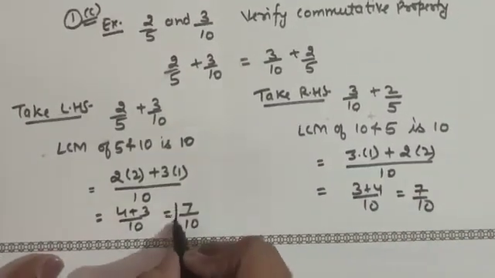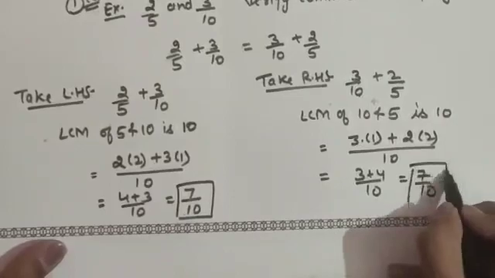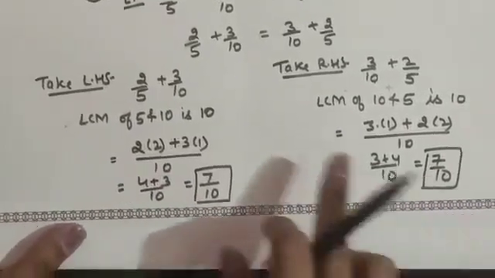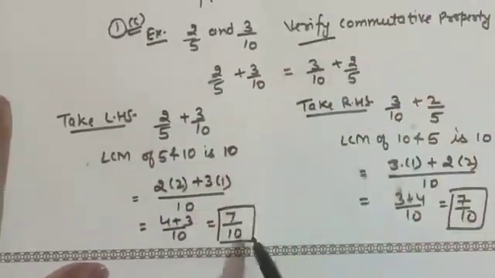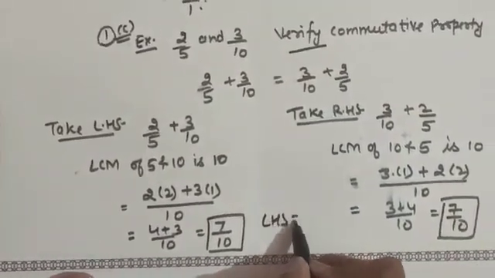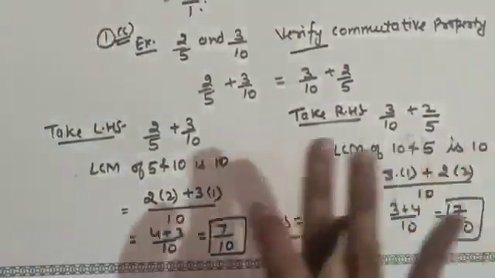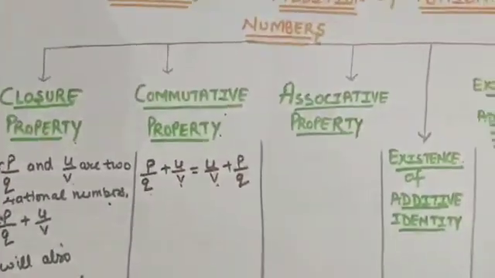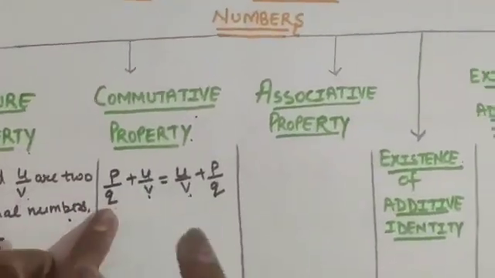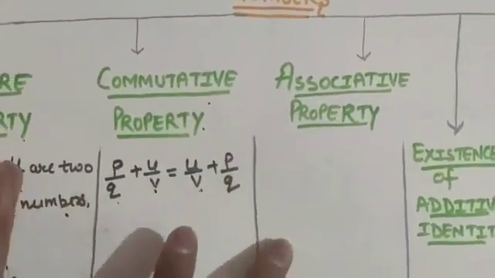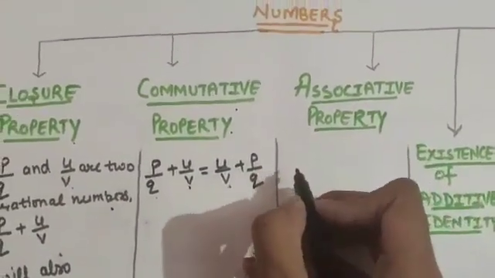So you can see the answer of the left hand side and of the right hand side, both are the same. Means the commutative property is verified. Means left hand side is equal to the right hand side. This is just an example. This is valid for all rational numbers, that any two rational numbers can be added in any order. Okay, so now the associative property.